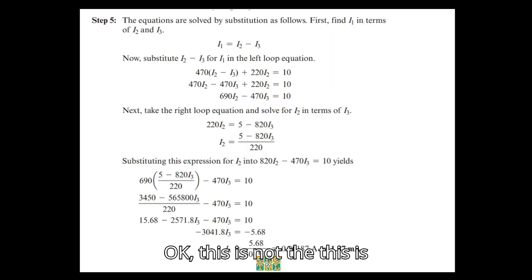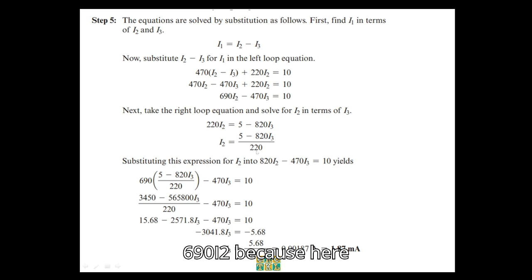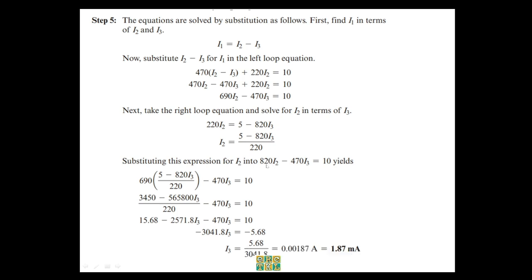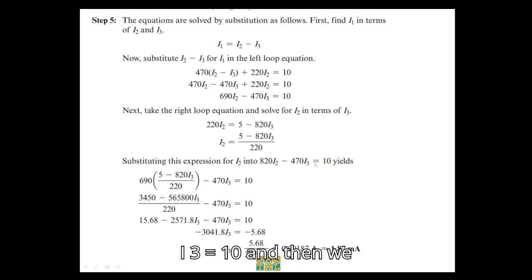Okay, this is a typographical error. This should be 690 I2, because here 690 is multiplied with I2, which we get here. So the textbook here is wrong. It should be 690 I2 minus the 470 I3 equals 10.